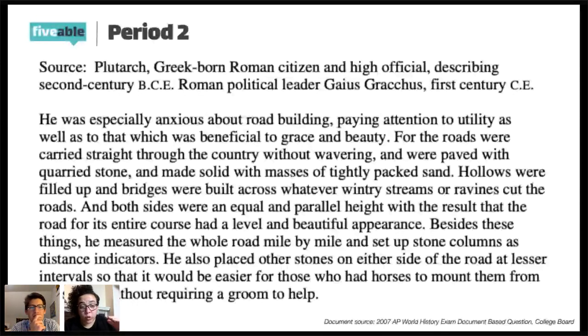1, I'm looking at the source. I want to know who wrote it, where are they, what's the year? In this one we have Plutarch, a Greek-born Roman citizen. We're talking in the 1st century, or describing the 2nd century, writing in the 1st century CE. I just want to get that into my head, so I can start to think, okay, what was going on in this time, just to give myself some context.